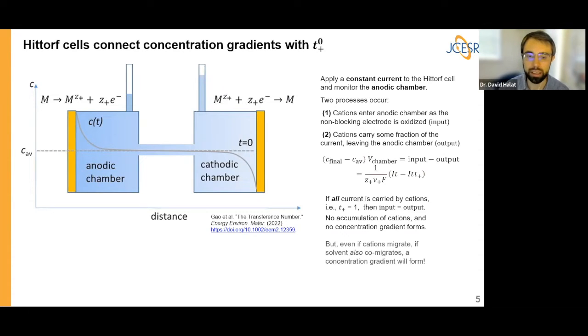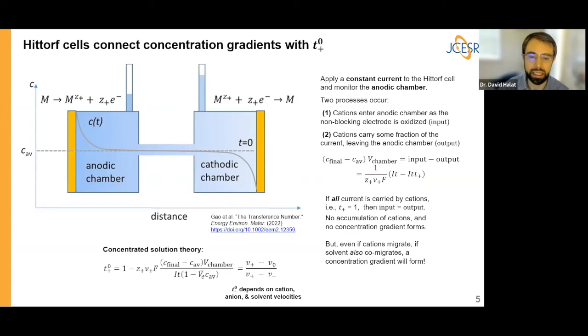So the subtle point here is that it's not only the movement of the cations that affects the salt concentration. We can also imagine a situation where the solvent leaves the chamber with some of the migrating cations. And the result of that will also be to increase the concentration in the chamber because there's less solvent there. That is captured in concentrated solution theory, where the transference number is defined with respect to solvent.